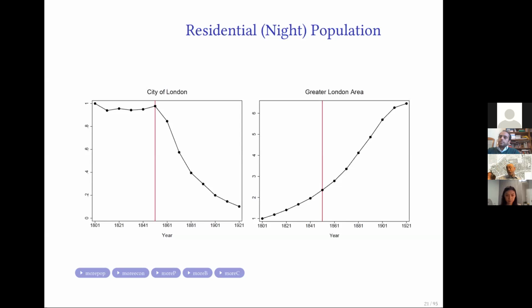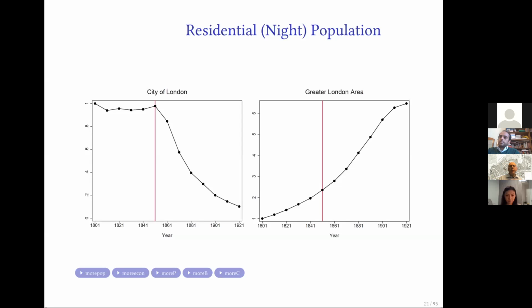I should flag here that this is not at all distinctive to London. You see exactly the same pattern in Paris. We collected similar data for Paris, also for Berlin, and even for US cities such as Boston, Chicago, New York. Again, you see this classic pattern where population density at the very heart of those cities starts to decline following the revolution in transport technologies during the 19th century.